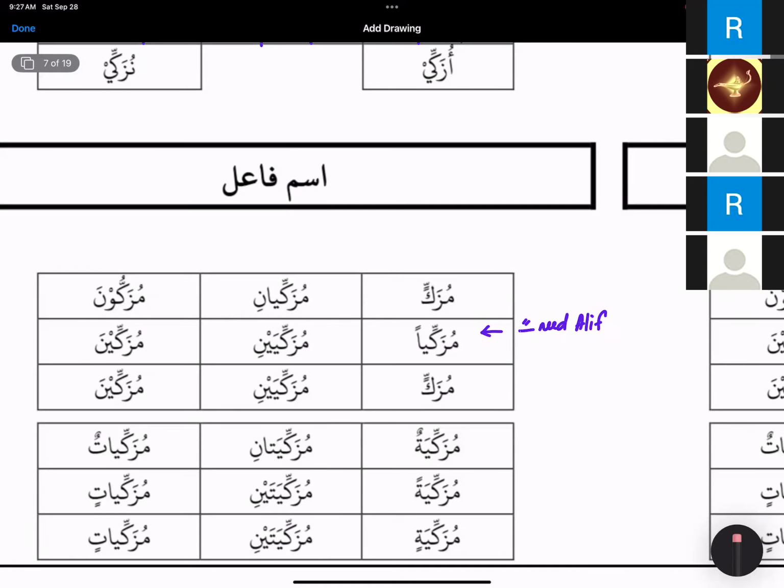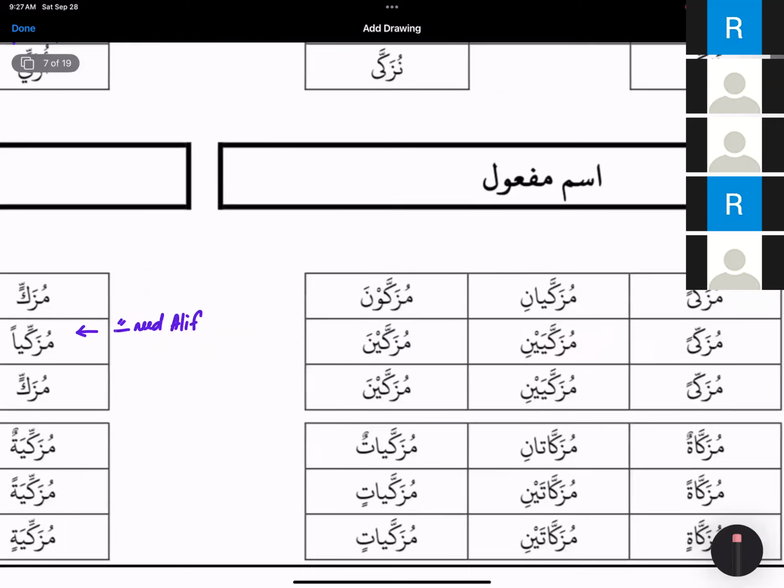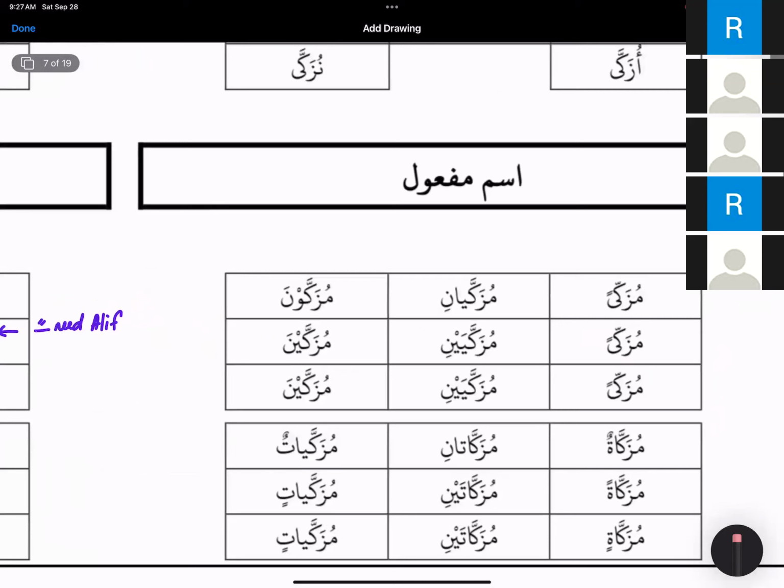And then it can even have a feminine version. Muzakkiyatun, Muzakkiyatan, Muzakkiyatin, Muzakkiyatani, Muzakkiyataini, Muzakkiyataini, and then Muzakkiyatun, Muzakkiyatin, Muzakkiyatin. A full Muslim chart for the fa'il and maf'ul. Ism fa'il and ism maf'ul, yes. Then ism maf'ul: Muzakkan, Muzakkan, Muzakkan. And then Muzakkatun, the feminine version, Muzakkatan and Muzakkatin.